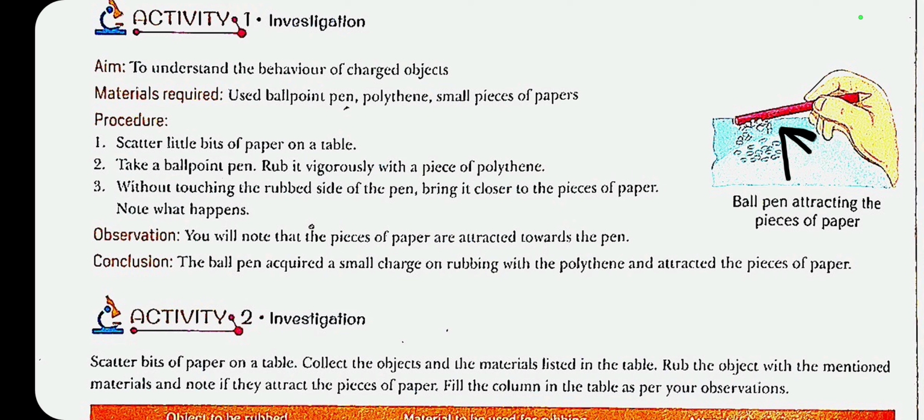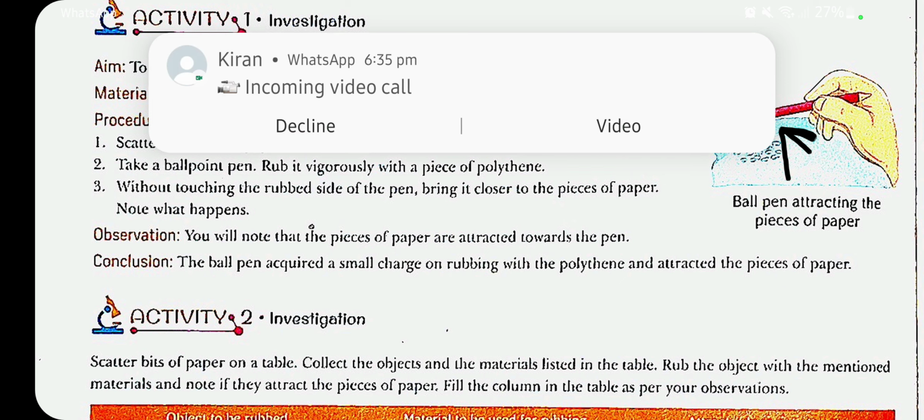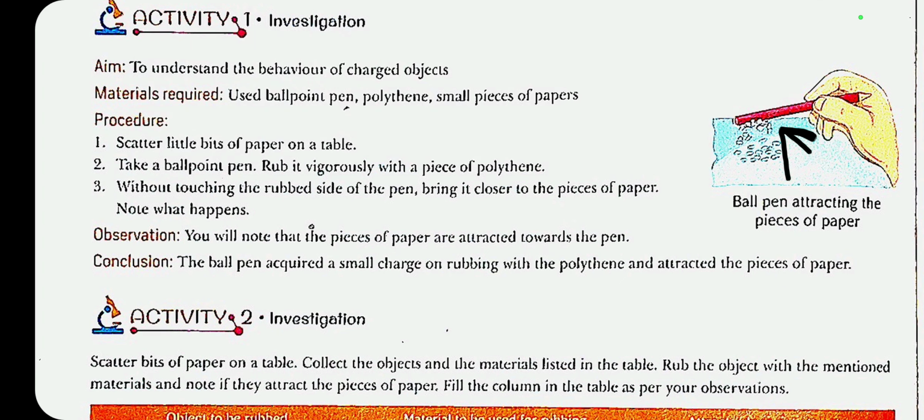What is the conclusion? Why does this happen? The ballpoint pen acquires a small charge on rubbing with the polythene and attracts the pieces of paper. So when you rub, it acquires a charge. And when you bring this charged part of the pen closer to the small bits of paper, they are attracted to the pen. Okay, that's it for the activity.